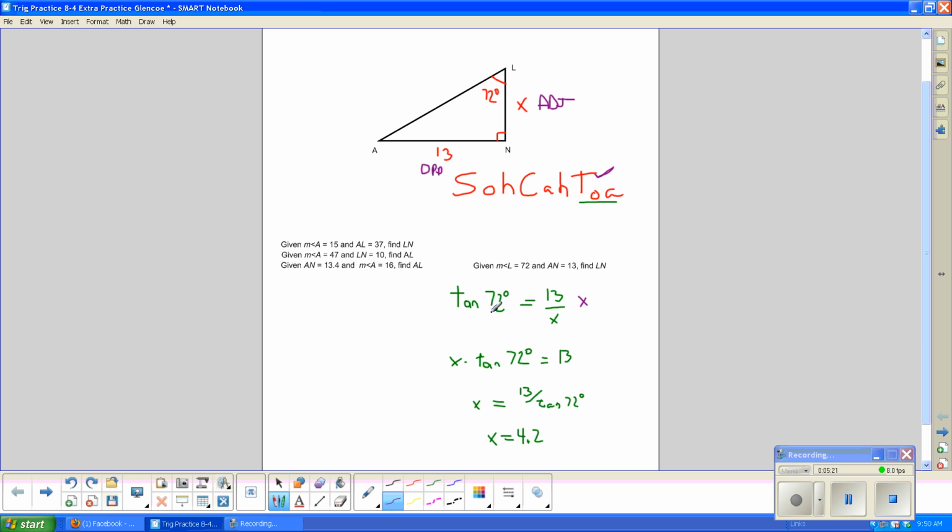Again, now we have the green trig equation. By multiplying by X on both sides, we can make this into the second line here. X times tangent of 72 equals 13. Divide both sides by tangent of 72, which again is just a decimal. So 13 divided by tangent of 72 gives you the answer for LN. LN is equal to 4.2. That wraps up these 4 problems. Keep practicing, keep writing the trig ratios.